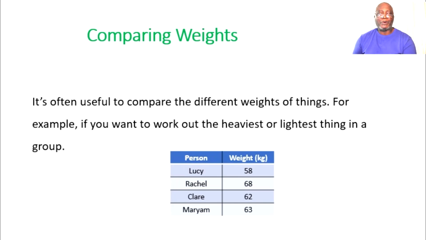Now we're going to compare weights and see how to go about it. It's often useful to compare the different weights of things. For example, if you want to work out the heaviest or lightest thing in a group, you have 4 people here: Lucy, Rachel, Claire, Marian, and you have their weights.